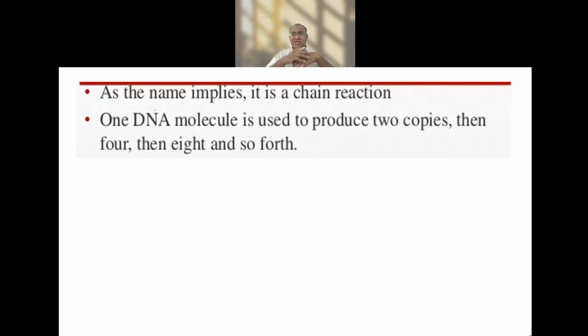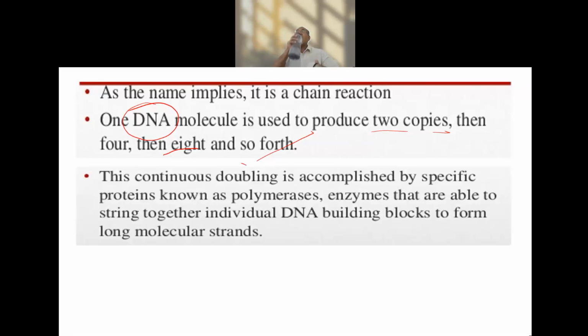One DNA molecule, as we discussed in the last slide, can produce two copies, and then eightfold. It means that it multiplies to give rise to plenty of copies. I got one DNA; from one DNA, I can generate millions of the DNA by using this technique called polymerase chain reaction. This is a continuous doubling. A specific protein known as a polymerase, an enzyme.